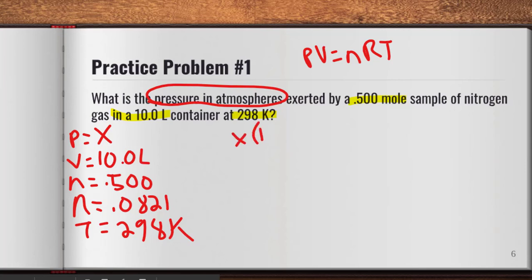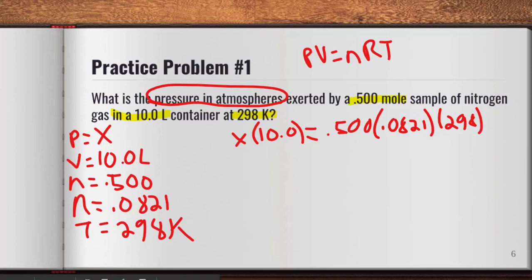So we're going to have X, P, times V, equals N times R times T. Now all we just do is plug it into our calculator and algebraically solve for X. So we'll multiply everything on the right side and then divide both sides by 10, isolating X by itself.